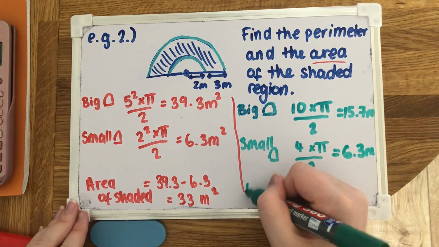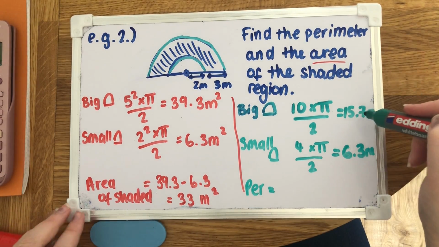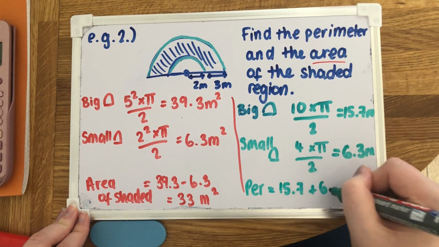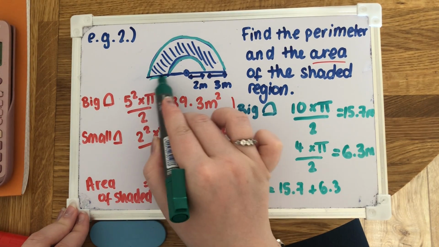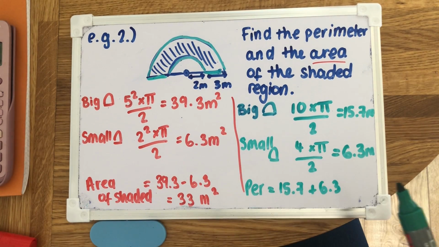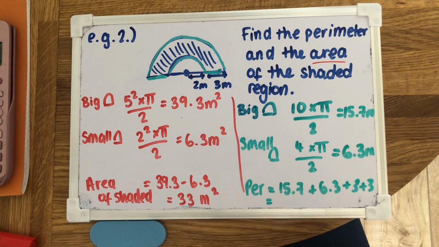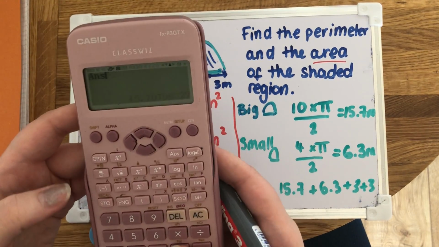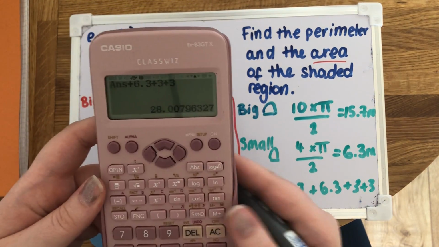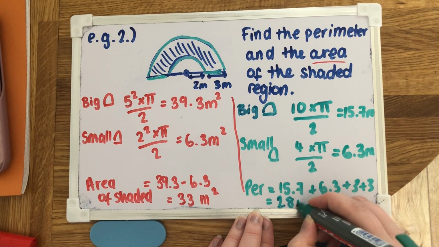Okay, so then when we're trying to find the perimeter, we then need to add all the bits that make up the perimeter. So we've got the big curvy bit, which is 15.7. We've got the smaller one, which is 6.3. We've also got these 2 bits here. Now we know that this one's 3. This must also be 3 because they're identical. They're symmetrical on both sides. So plus 3 plus 3. We add those together. And we get 28.0. So I'm just going to write 28 meters.